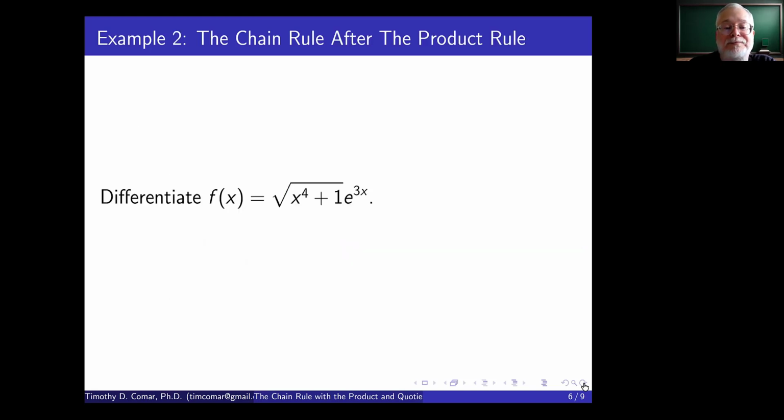Next example. Here, we're going to need to use the chain rule, but first, we're going to need the product rule. So here our function f is defined as the square root of x to the fourth plus 1, times e to the x. So we clearly see a product of this square root times this exponential function. But each of these two factors will require the chain rule to compute the derivative.